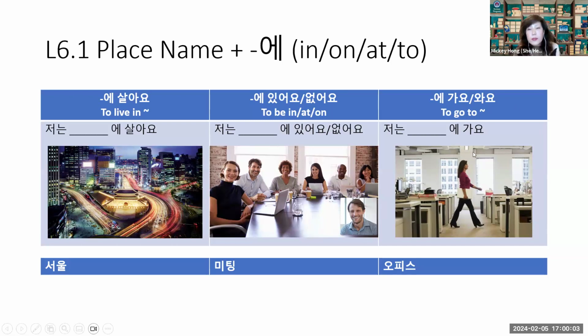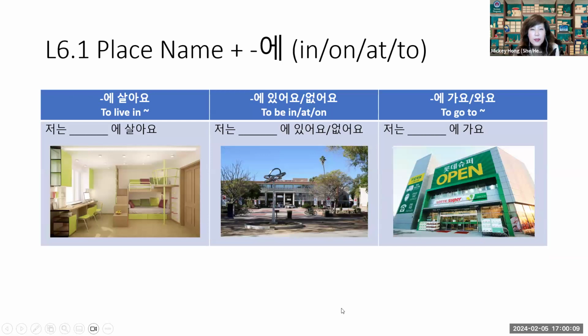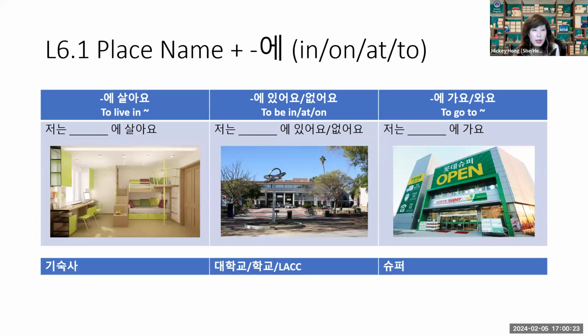저는 오피스에 가요. I'm going to the office. But it's a place name and it doesn't have to be a physical location. Now it can be virtual. 저는, where do you live? The title of the lesson is dorm. So 저는 기숙사에 살아요. 저는 대학교, 학교, LACC에 있어요. It can be a proper noun for a location.